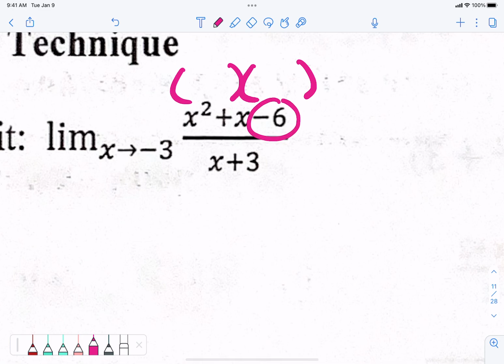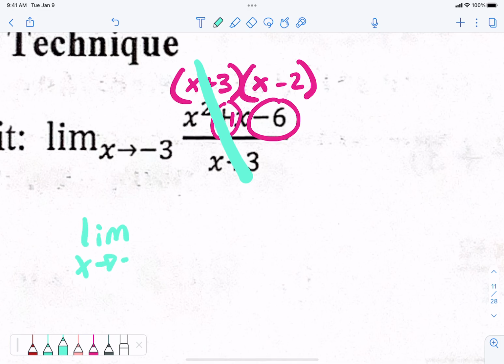What multiplies to get negative 6 but adds to get positive 1? Positive 3 and negative 2. Okay, so the way that this works is that x plus 3 can cancel out of the top and the bottom. So what this simplifies to is the limit as x goes to negative 3 of just x minus 2. That whole thing simplifies to x minus 2 after I've crossed everything off that I need to. And now can you plug negative 3 in?